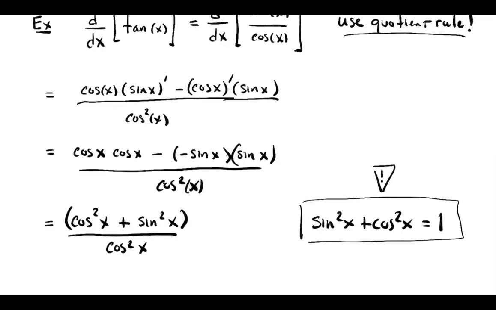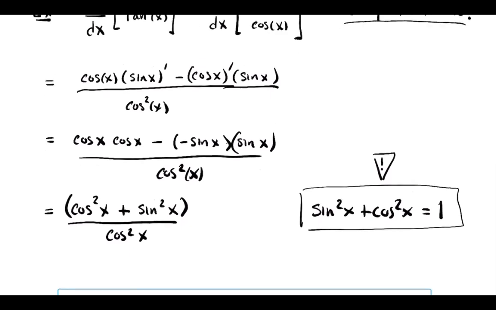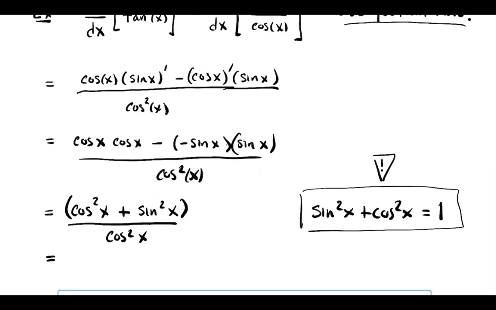I usually tell people that's the only trigonometric identity that I actually feel like I know. I've burned it into my brain. I never have to look it up. Sine squared plus cosine squared is 1. So that's a nice simplification. If we write that numerator as 1 over cosine squared, very nice. And that's a nice answer.